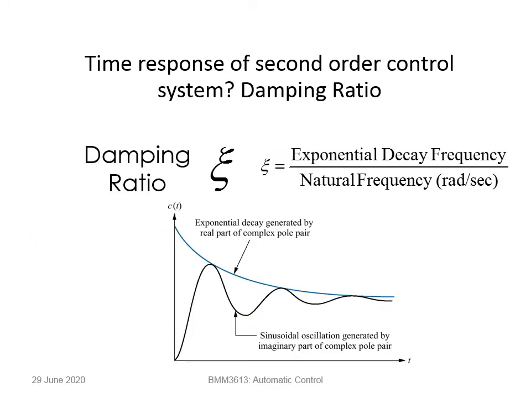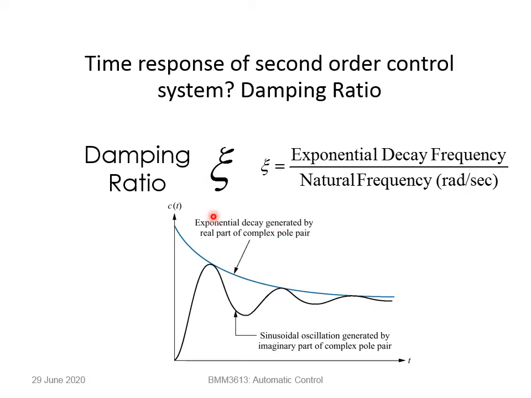So now we go to the second parameter, which is the damping ratio. The damping ratio is represented by the Greek letter zeta. And what is damping ratio? Damping ratio is basically the ratio of the exponential decay frequency divided by the natural frequency. Exponential decay is this part divided by the natural frequency, right? It represents the ratio between the decay and the natural frequency.